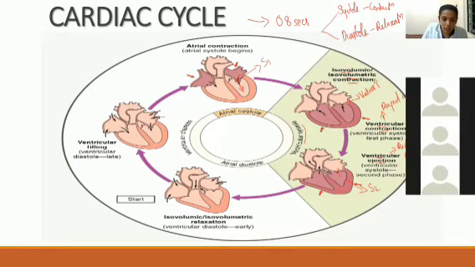Next, we are moving on to atrial diastole. Atrial diastole means relaxation of the atria. So that is known as isovolumic or isovolumetric relaxation. In this, ventricular early diastole is also happening. The ventricle has also started relaxing here. And in this phase, the atria is filled with blood. Atrial filling will be happening in this phase.